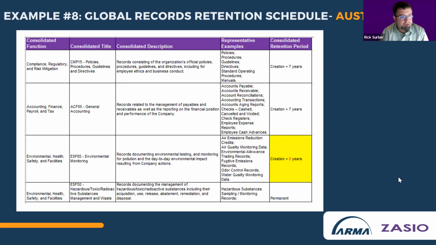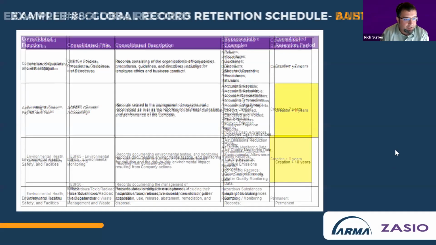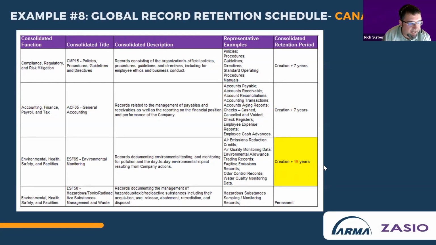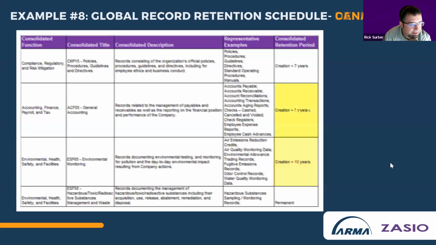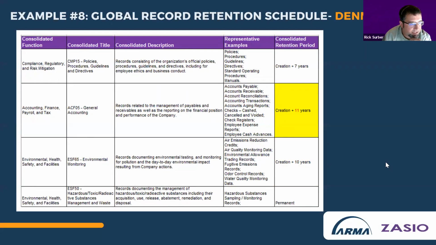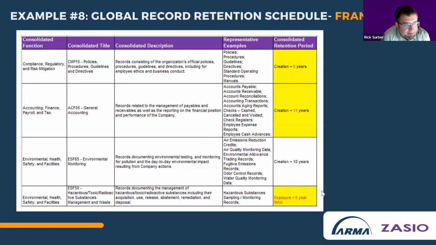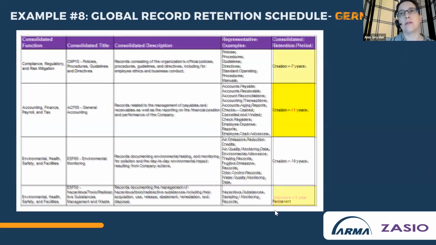As you scroll through these, here's Bahrain, and it's got a creation +8 that's a little different than the rest. If you go to the next one, Canada has a creation +15 that's a little different for environmental monitoring. Denmark's got a creation +11 that's a little different for their accounting. So we've highlighted the ones that are different, and all of the other information is repeating. If we keep going through, this one's an interesting one.